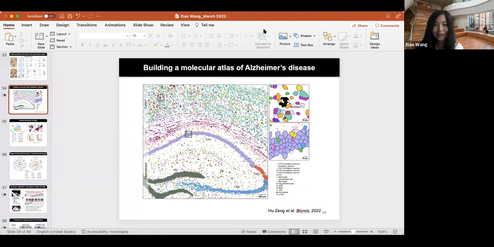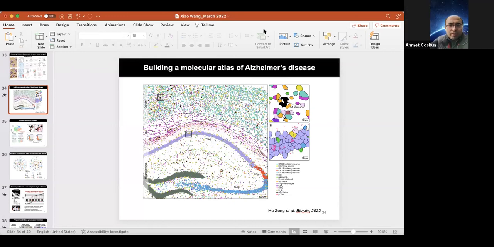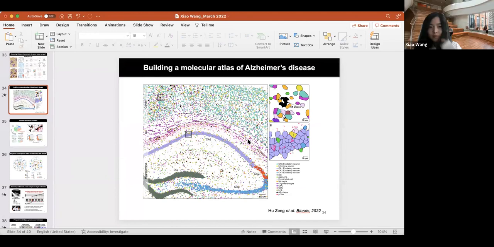Okay, cool. Any other questions? I think there's one more on the chat, asking about the detection efficiency of the current version of STARmap. Oh yeah, we did a side-by-side comparison in the first STARmap paper, where we compared with padlock-based probes and other approaches.